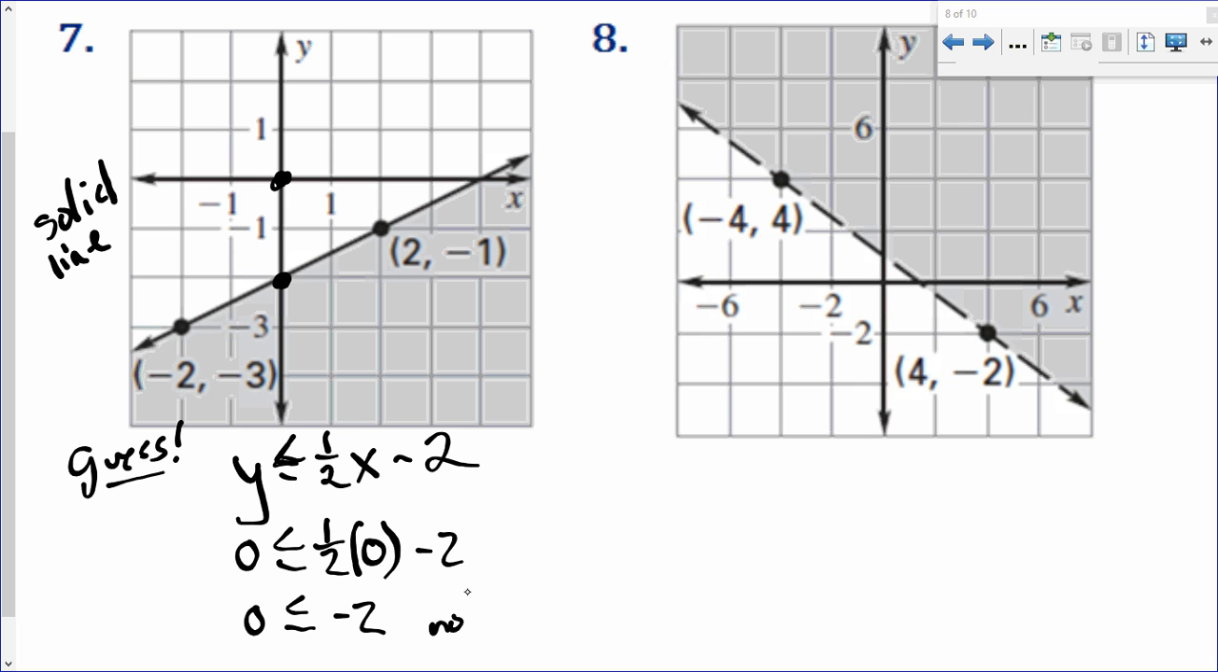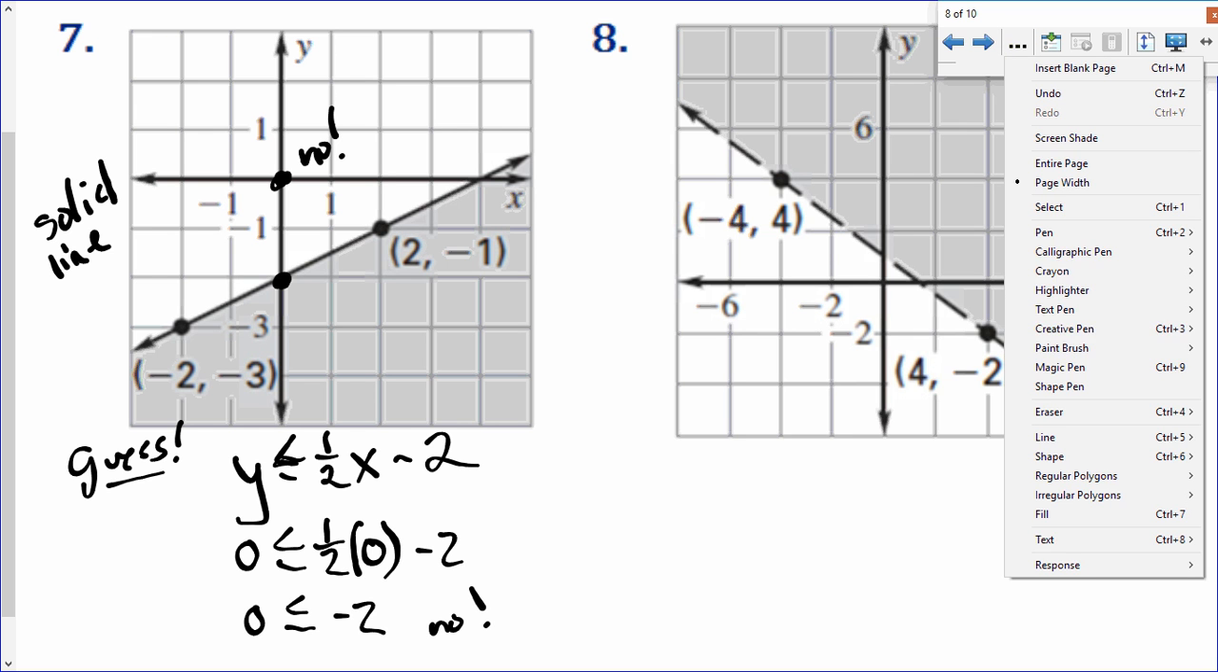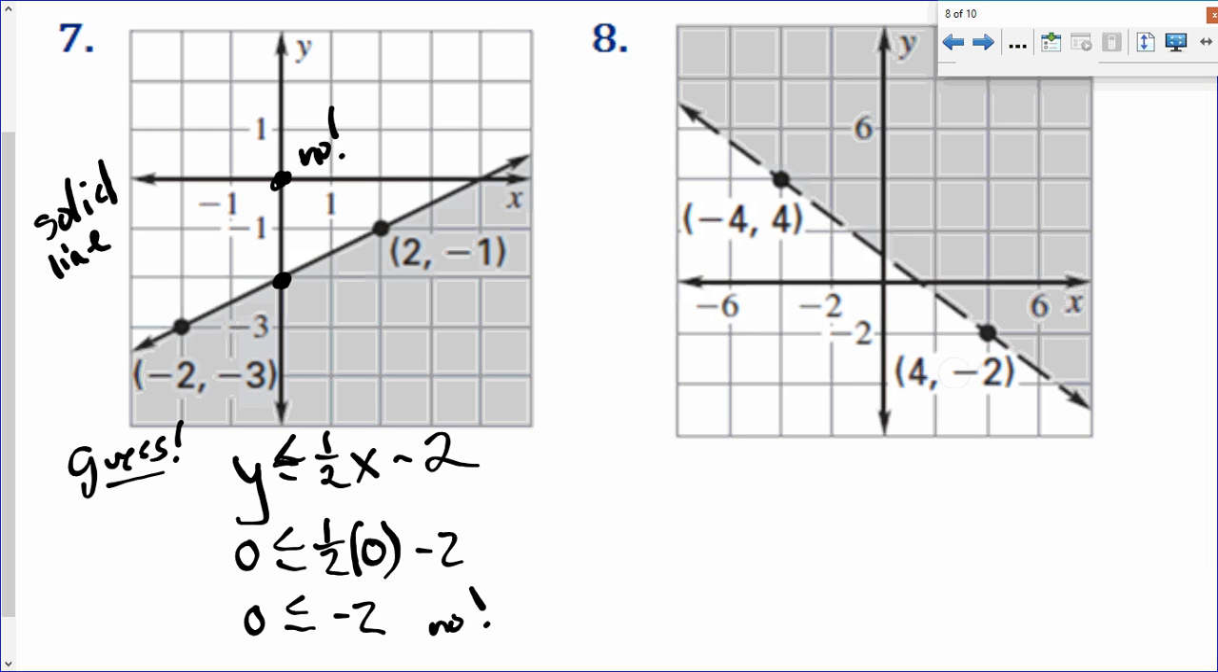No, it's not true. Well, guess what? In the picture, it's not true. So have I found the correct inequality? Yes, I have. So the 0, 0 is not supposed to be a solution here. It's shaded down below. So it looks like I've picked the right one, and I will circle this one. Y is less than or equal to 1/2 x minus 2.